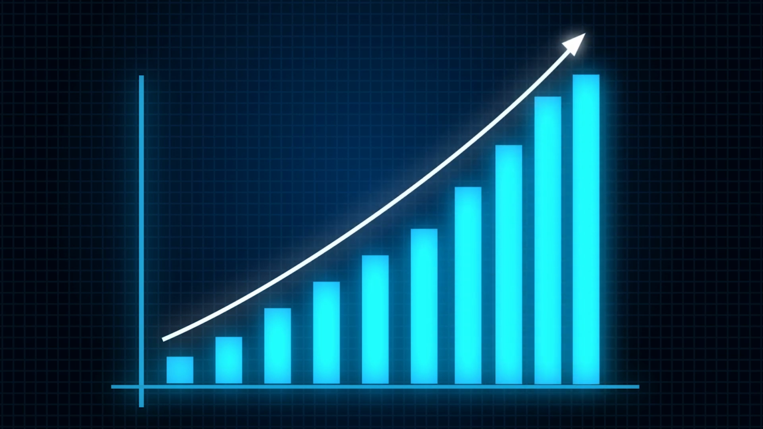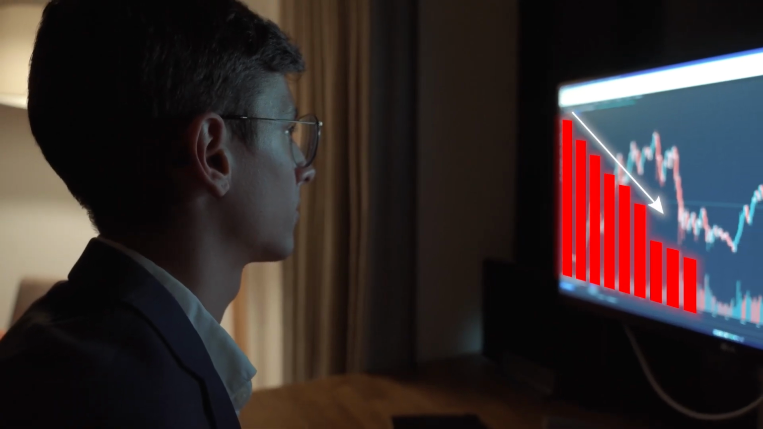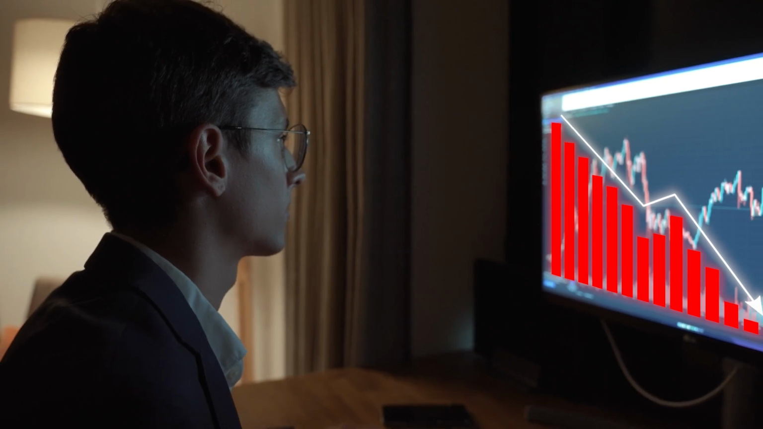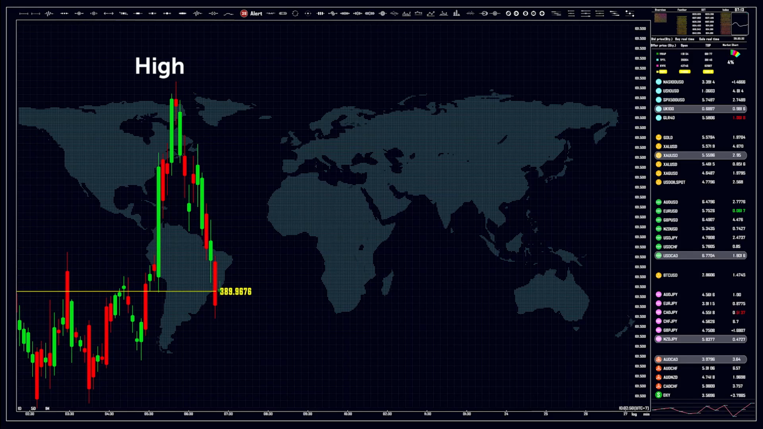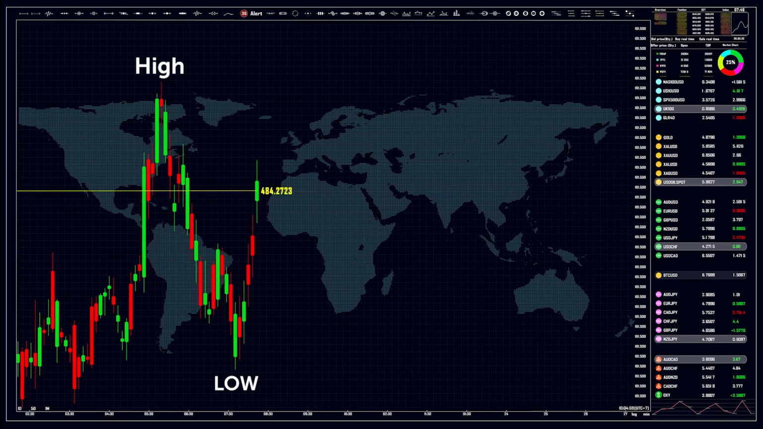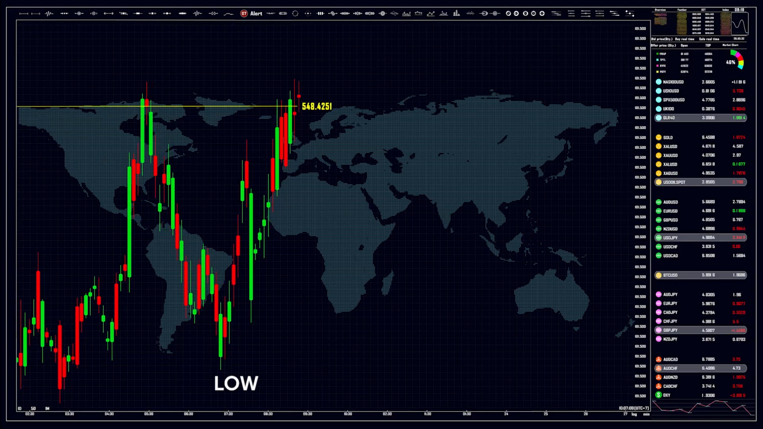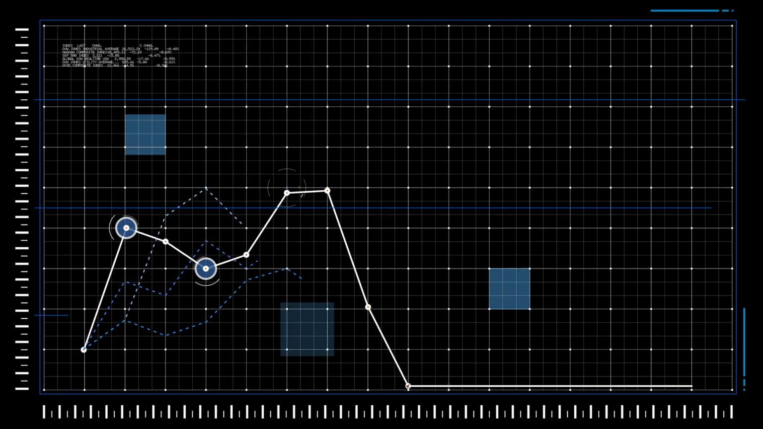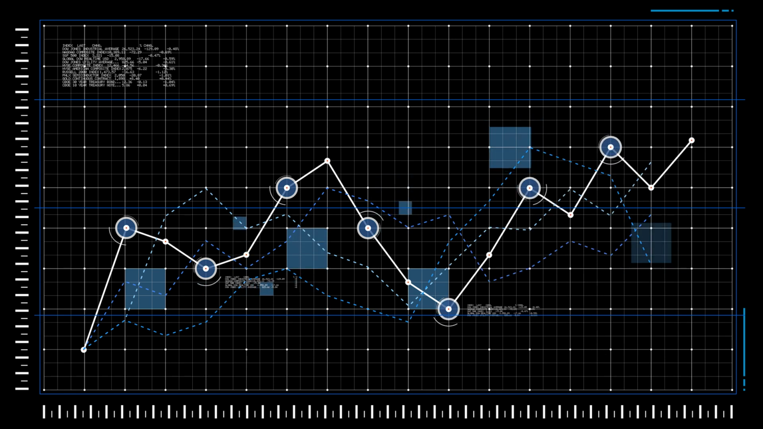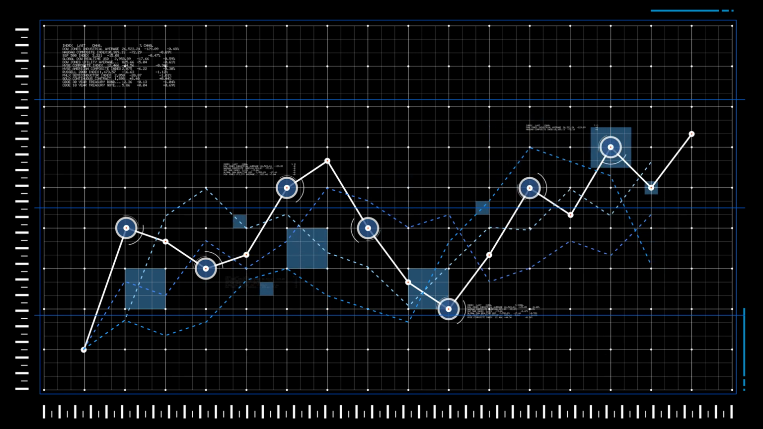Then there are trend lines. Drawing trend lines helps you identify the market's direction. They connect the dots of price action, connecting the higher lows in an uptrend or the lower highs in a downtrend. This helps you visualize the trend. It's like plotting a course on a map. You're charting the market's journey. Follow the line and you'll know where the market's heading. It's a roadmap for your trades.